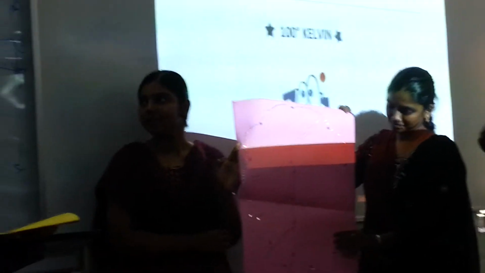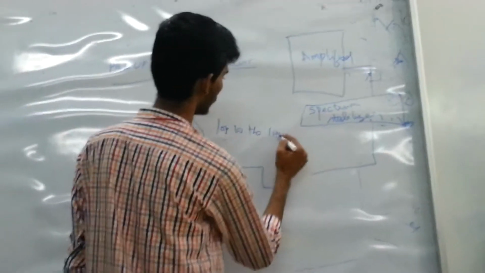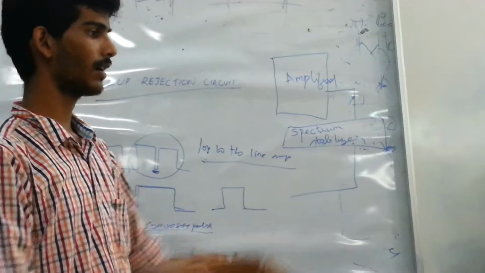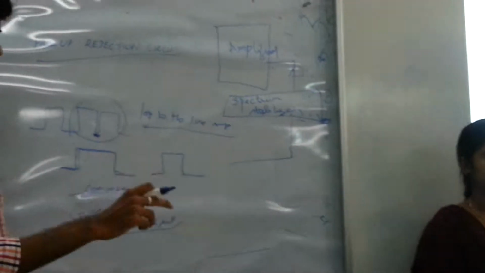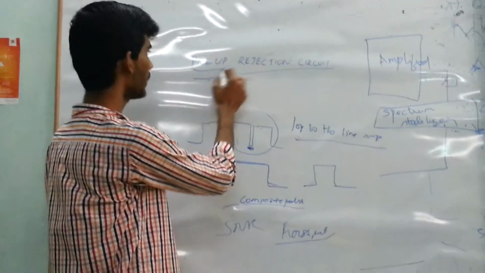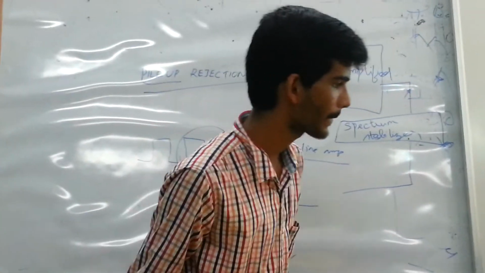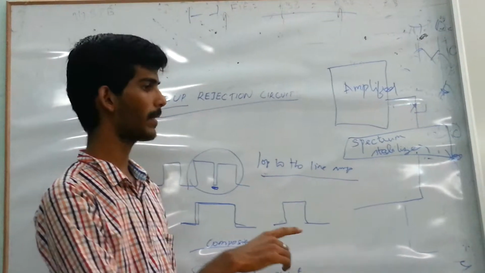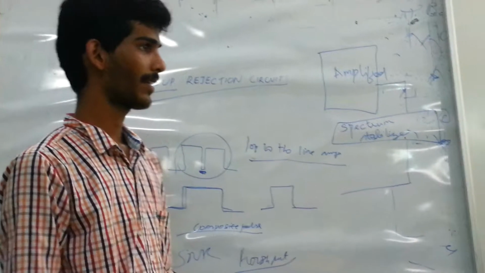The pileup detecting circuit is added at the top of the line amplifier, improving the performance of the spectrum during high count rates. It uses timing circuitry to detect the pileup and reject it when two or more gamma ray pulses overlap. It provides a better resolution and improves the spectral quality of the gamma ray spectrum in high count situations. It is complex in operation.